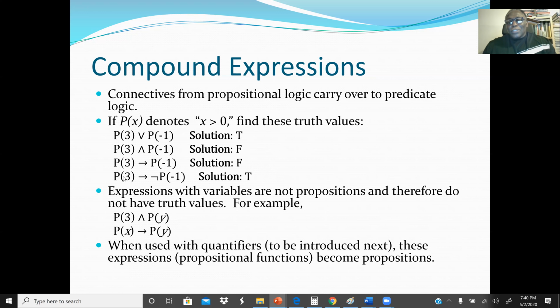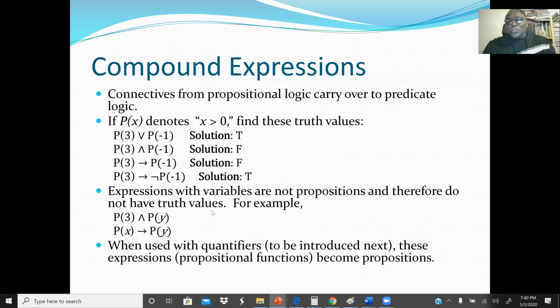Now, if I have P(3), the same implication, this time not P(-1). So this is true, because not P(-1) is what? P(-1) is false, so not false is true. So this condition now is true. So true implies true will be true.